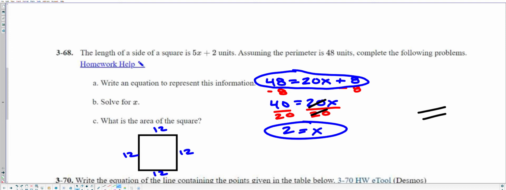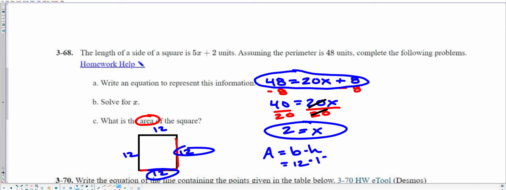Okay, but for the area of the square, all we need is the length times the width, or the base times the height, however you want to write that down. So I'm just going to write it as area equals the base times the height, and the base is 12 times, and the height is 12. So the area is 12 times 12, or 144 square units. And since we don't know what kind of units they are, we're going to go ahead and write down units squared. Okay. So what is the area of the square? The area of the square is 144 units squared.